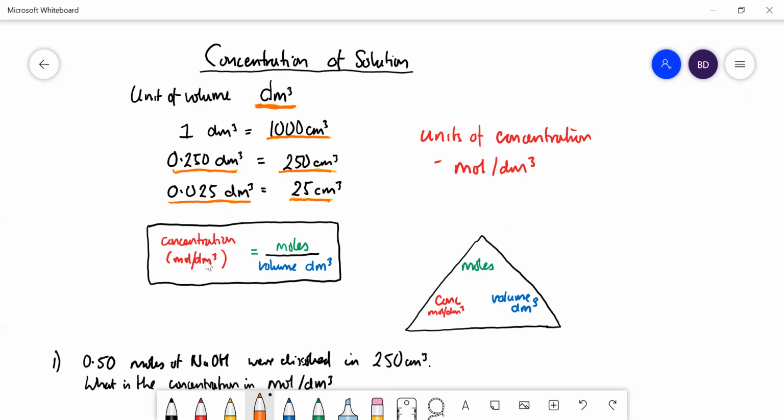They are mole per decimeter cubed, and we abbreviate mole to mol. Just lose the E. It's hardly worth it, but that's what it is. And that's the unit of concentration. Also, much more rarely, sometimes concentration is measured, instead of moles per decimeter cubed, in grams per decimeter cubed, and we'll talk about that a bit later, but mole per decimeter cubed usually. And this is the equation we're going to use. So concentration in moles per decimeter cubed is equal to the moles divided by the volume, and don't forget to convert the volume into dm cubed. And if you prefer it in the triangle form, there it is.